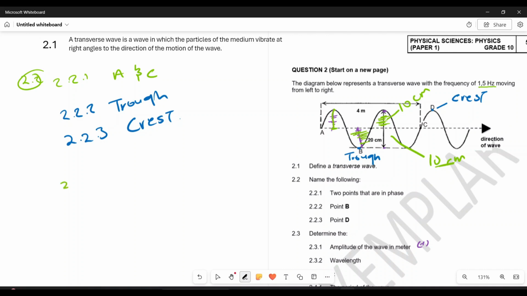is my amplitude, so 2.3, I'm doing 2.3.1, in terms of centimeters, is 10 centimeters. And how did I go about doing that? I took the 20 centimeters and I divided it by 2.